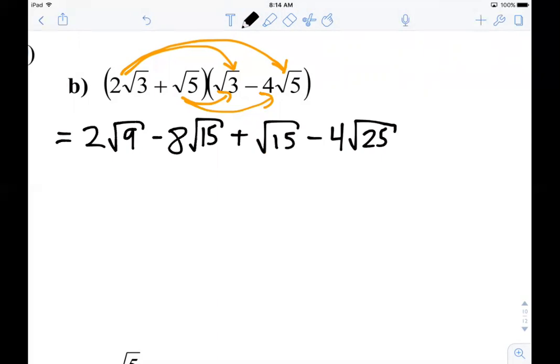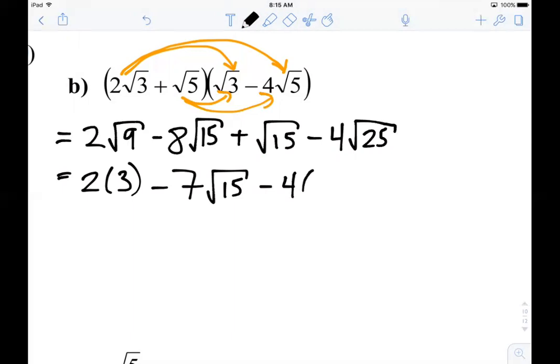So there's a little bit of simplifying I can do here. This is really going to be 2 times the whole number 3, because the square root of 9 is just 3. For these other two middle terms, I have negative 8 root 15, and then I'm adding 1 copy of root 15. So I have negative 7 of those, negative 7 root 15. And then for my last term, it's negative 4 times, well, 5 really, because 25 square rooted is just 5.